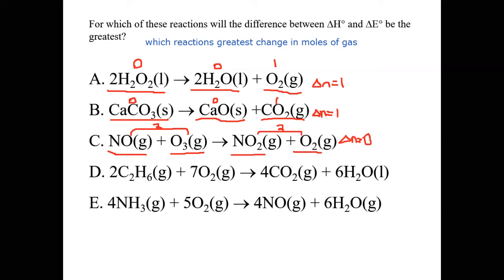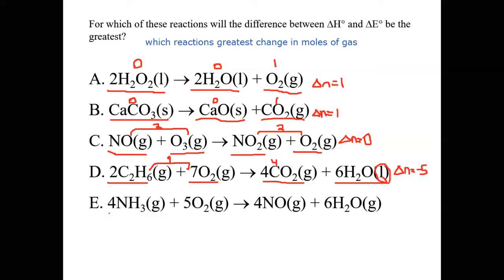Now moving on down, next we have a combustion reaction. We have 2 moles of C2H6, 7 moles of O2. This gives us a combined total of 9 on the reactant side. On the product side, we have 4 moles of CO2 and 6 moles of H2O liquid. So since it's a liquid, we don't include it. So this has 4 on the product side. And so the change in moles would be -5. So this system, D, would contract because there's more moles of gas on the reactant side versus the product side.